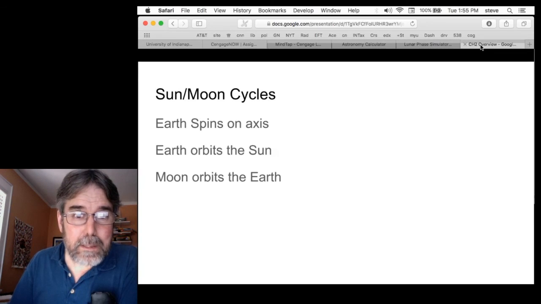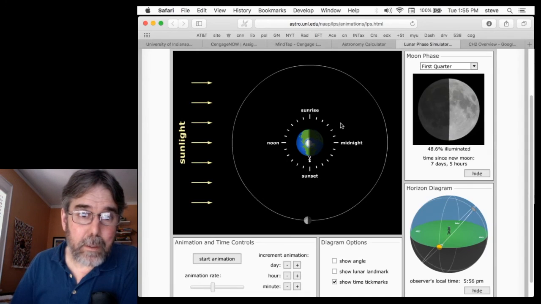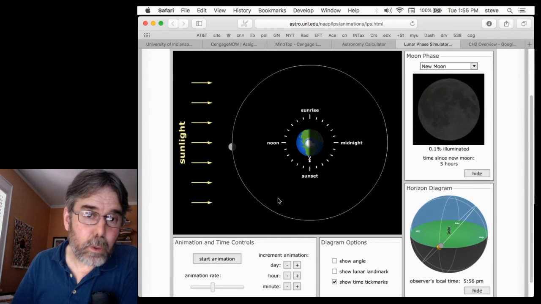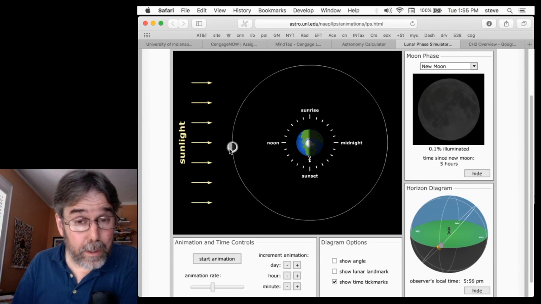Very good. Let's move on to solar and lunar eclipses. I can go back to this and point out something about that. A solar eclipse is when the moon gets between the sun and the Earth. So a solar eclipse would happen when the moon is like this. We're going to have a solar eclipse coming up in August. I think it's August 17th.